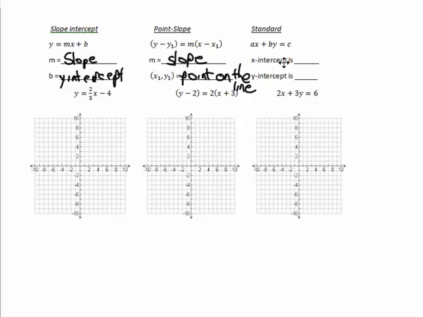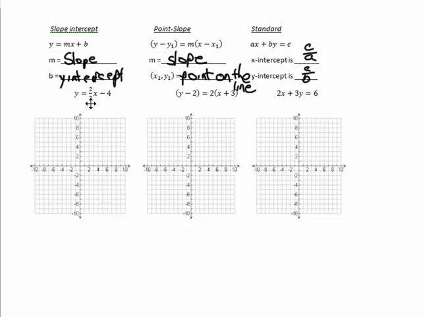Standard form. Standard form we graph using intercepts. If we want to find the x-intercept, we let y be 0. That cancels all this out, and it's just c over a. And if we want to find the y-intercept, then x is 0, and it's just c over b. And then we can graph it. All right, so let's do some examples here.